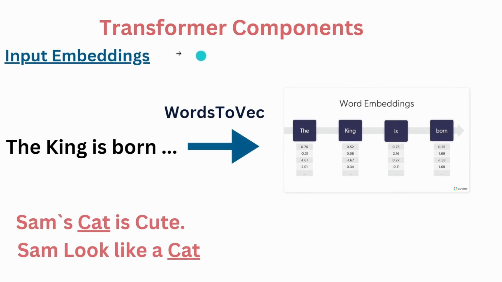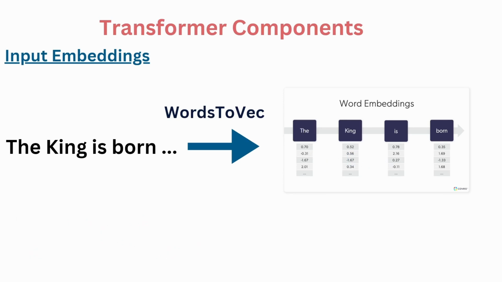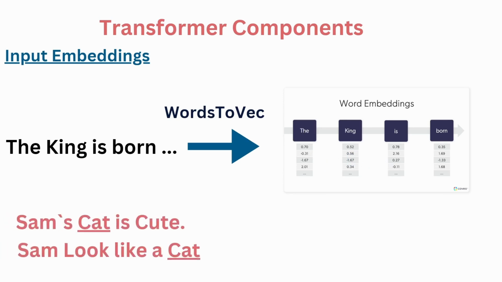What exactly the input embedding does, it will convert the text into vectors with the help of a word2vec embedding model, which allows us to convert the text into a vector which is a numerical representation of text. For example, we will see this: "Sam's cat is cute. Sam's look like a cat."